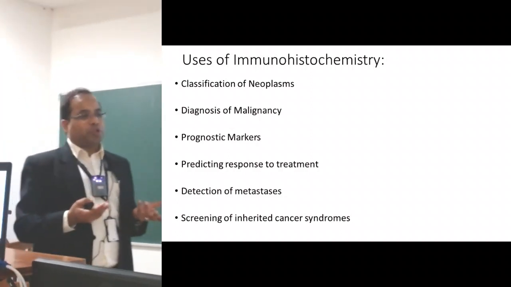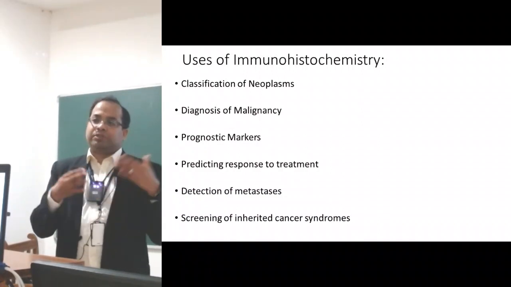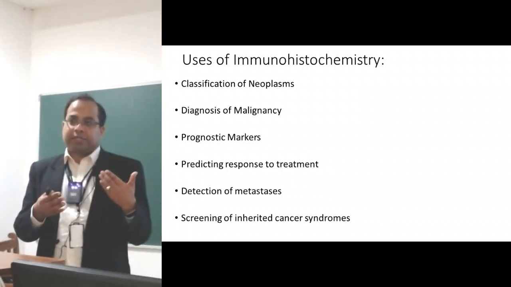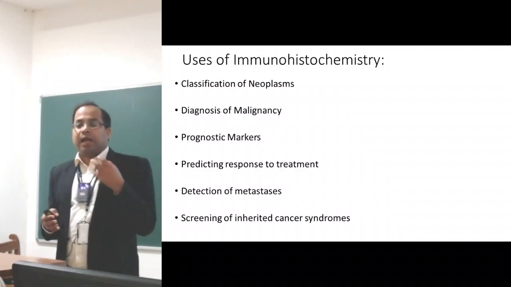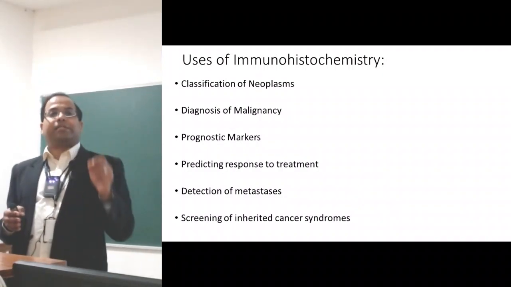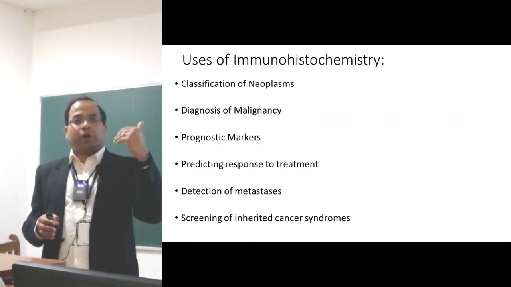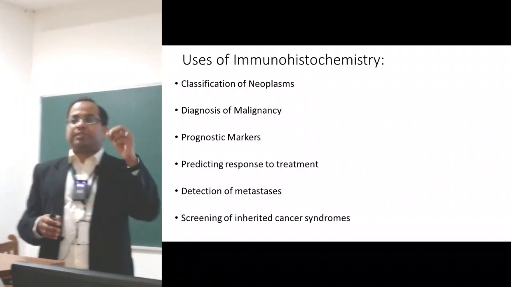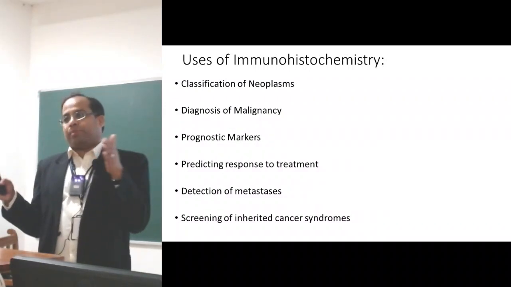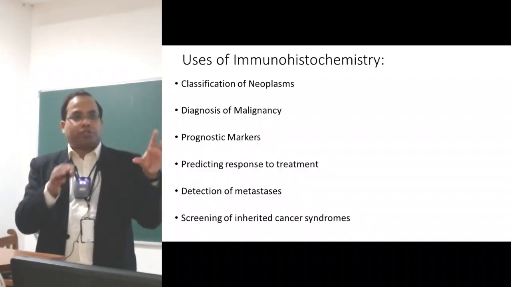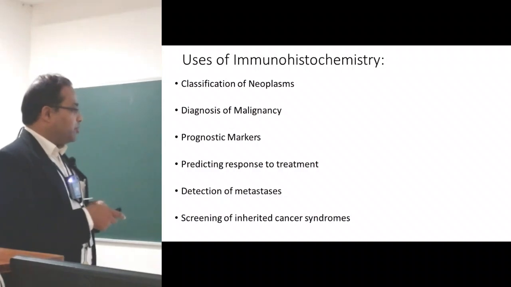Then predicting response to treatment. The patient has had some treatment, and we have to figure out whether the person will respond to this treatment. This is done for lung cancer, lung adenocarcinomas. We have specific targeted therapies. If the tumor is ALK positive, then the oncologist will give crizotinib. If the tumor is EGFR positive, then they will give erlotinib, gefitinib. So the treatments will differ based on what we, the pathologists, say this is. Therein lies the role of immunohistochemistry.